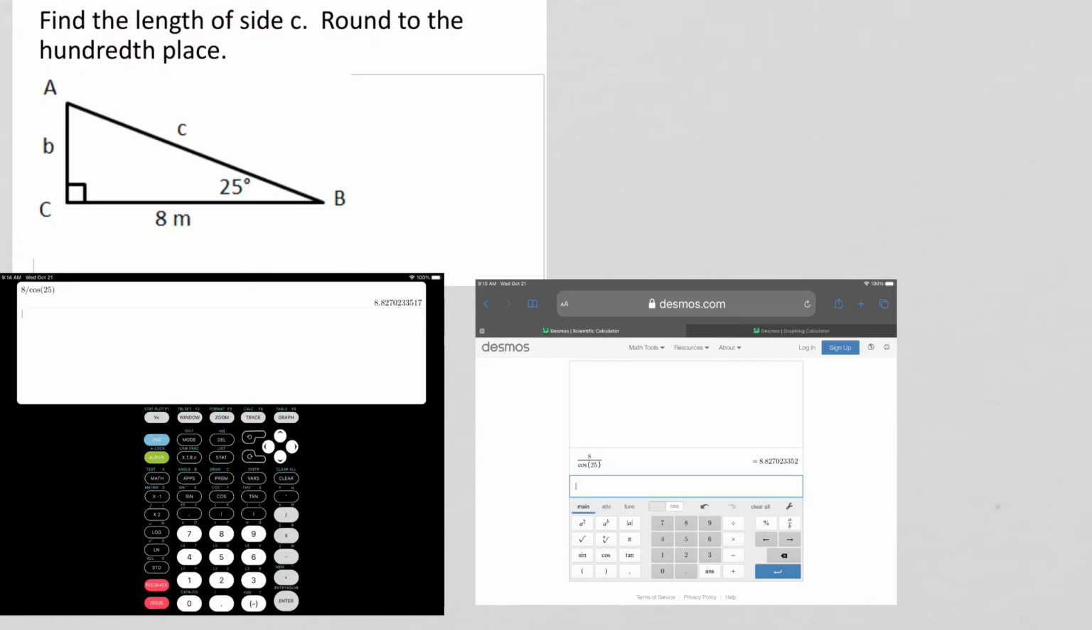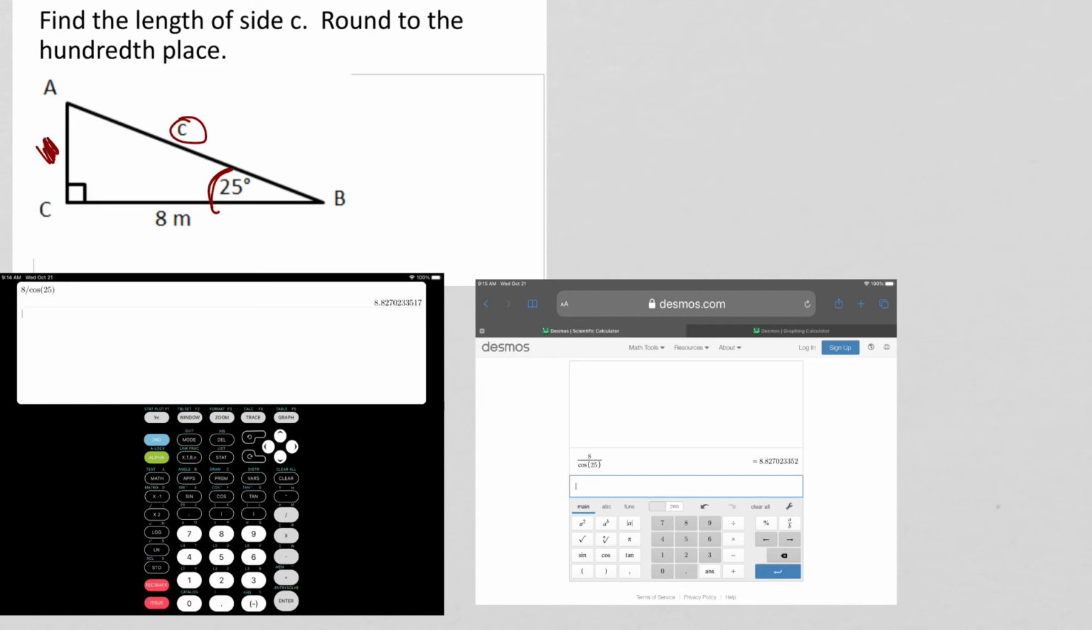All right, next example. Make this right triangle. Find the length of side C. So we're looking for this one here. We have 25 degrees and we have 8. They're not asking us to find this, so I'm just going to get rid of it. So what is the relationship of the 25 degrees with 8 and with C?